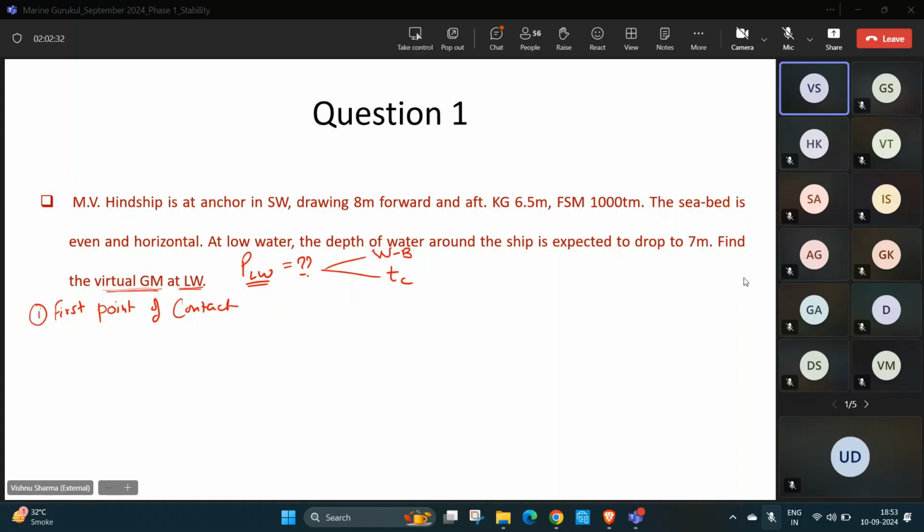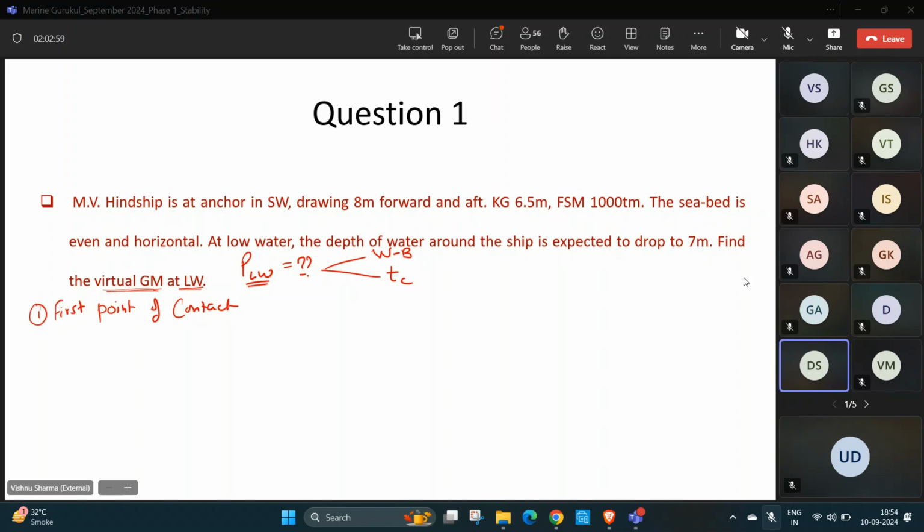So what will you first do in these questions? You'll first find out which is the first point of contact. Look at the question in totality and tell me which will be the first point that will make contact with the seabed. I'm asking which will be the first point of contact.